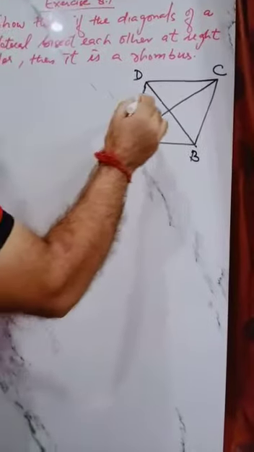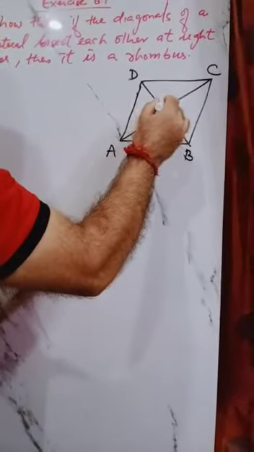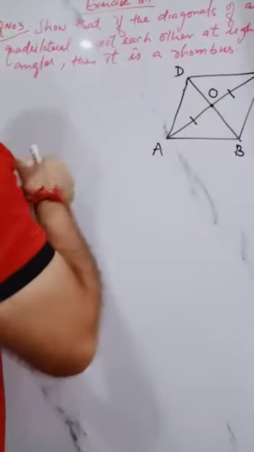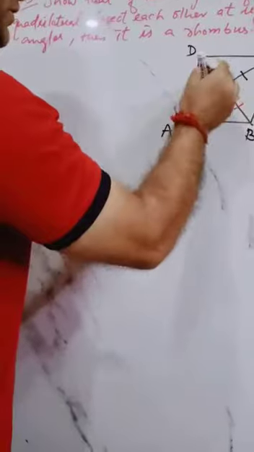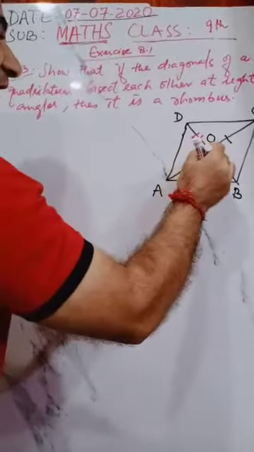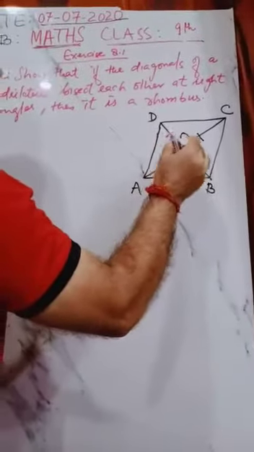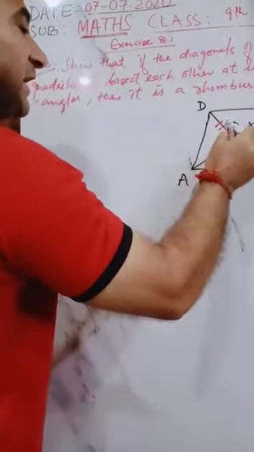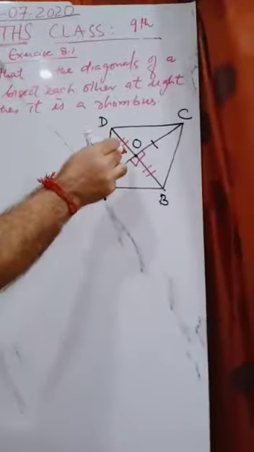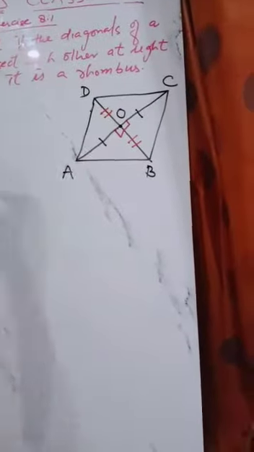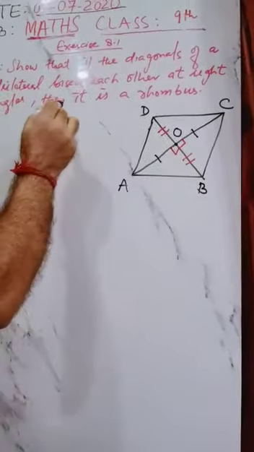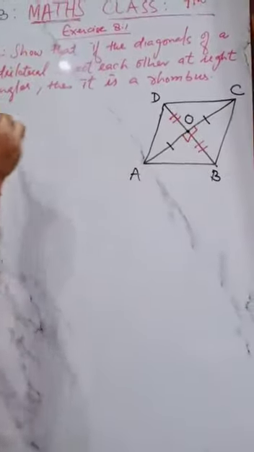bisect each other at right angles, bisect each other, that means OA is equal to OC and OB is equal to OD. Bisect each other, and then at right angles, that means angle AOB is 90 degrees, angle BOC is also 90 degrees, and similarly COD and AOD are also 90 degrees. So these two diagonals bisect each other at right angles. So we have to prove that this quadrilateral is a rhombus.